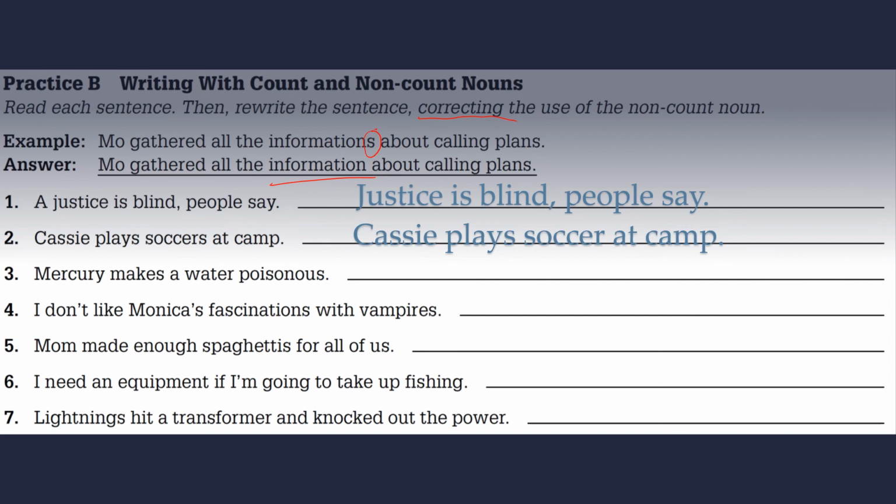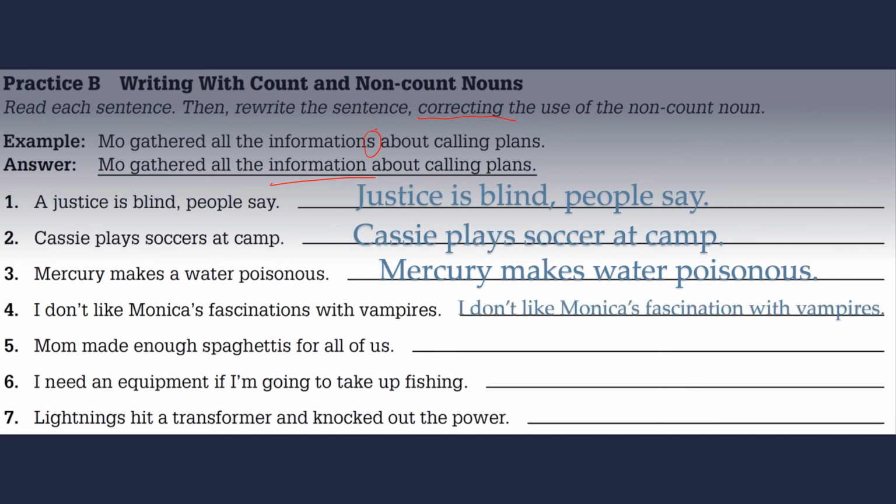Number three, Mercury makes a water poisonous. Water is uncountable, therefore we cannot use the article a with it. Number four, I don't like Monica's fascinations with vampires. So fascinations is taking the s for the plural, and this cannot be correct because it is uncountable.